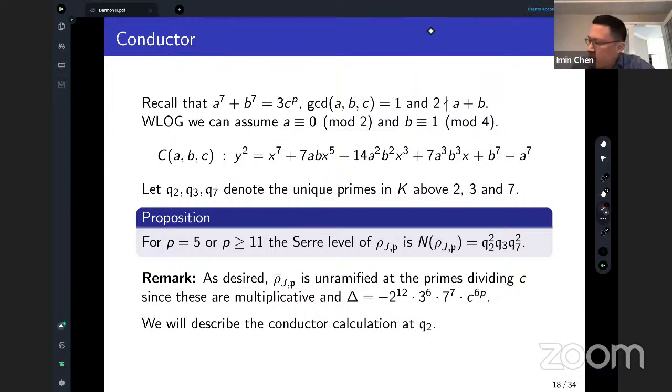There are unique primes above 2, 3, and 7 of K. And the Serre level of the mod P representation of J is given by this. So it has conductor exponent 2, 1, and 2 at the primes above 2, 3, and 7.